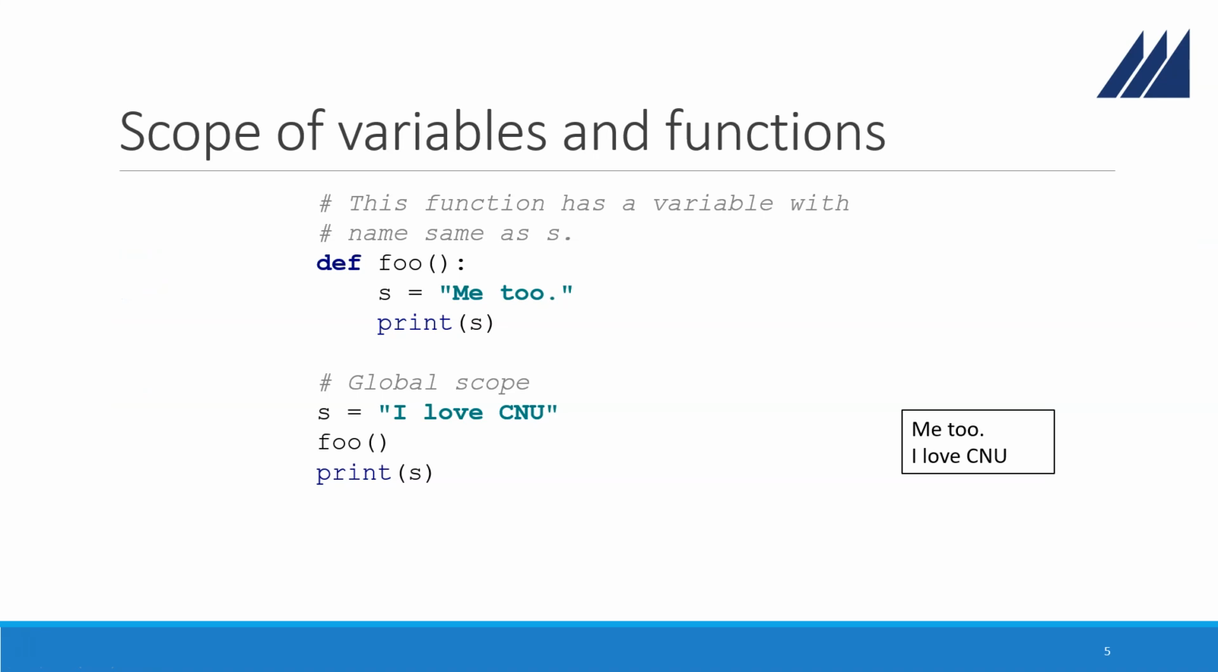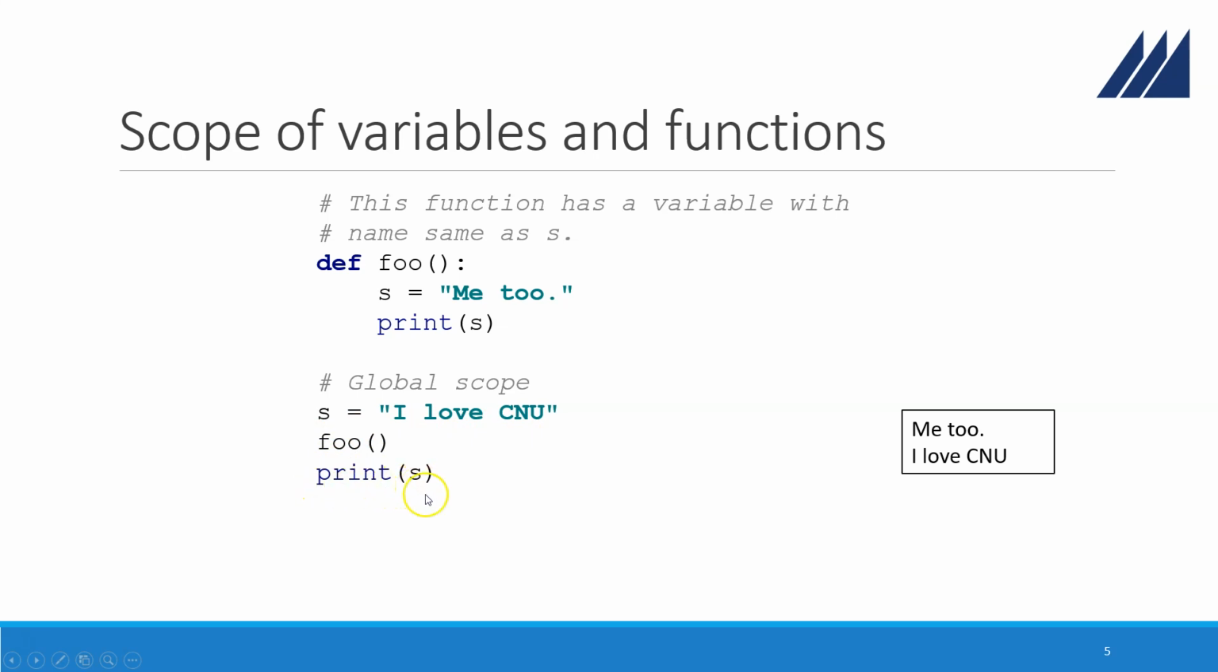Okay, they are accessible inside the function. Let's take a look at this example over here. We have this very simple function. We call it foo, and foo has a string called s, and we set s equal to me2, and then we print s. And outside, in the global scope, we have another variable called s equal to I love seeing you, and then we call the function foo, and then we print s.